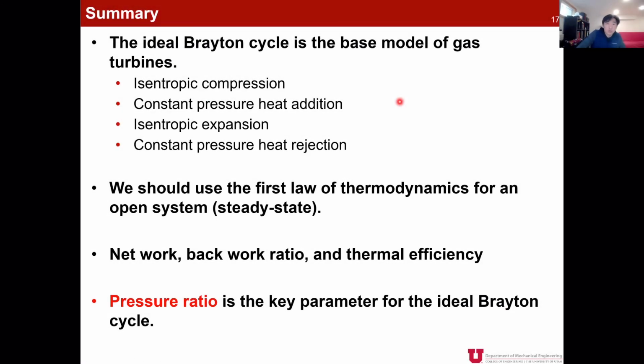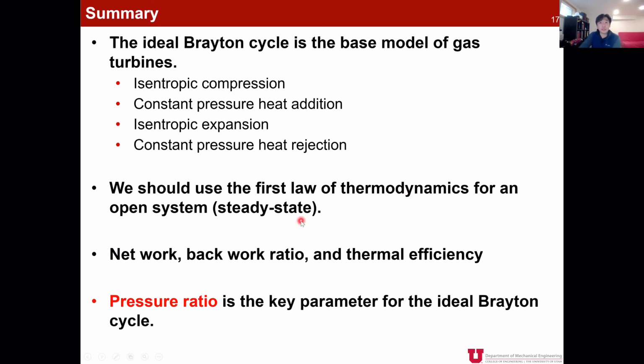So in today's lecture, we have learned about the ideal Brayton cycle. The ideal Brayton cycle is the base model of gas turbine engines. It is composed of 4 processes: isentropic compression, constant pressure heat addition, isentropic expansion, and constant pressure heat rejection. Isentropic compression occurs in the compressor, and the isentropic expansion process happens in the turbine. The compressor and turbine are connected by one shaft.